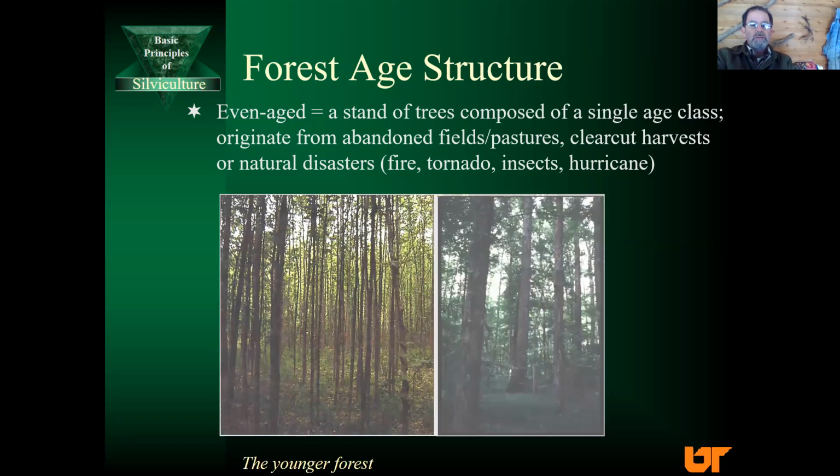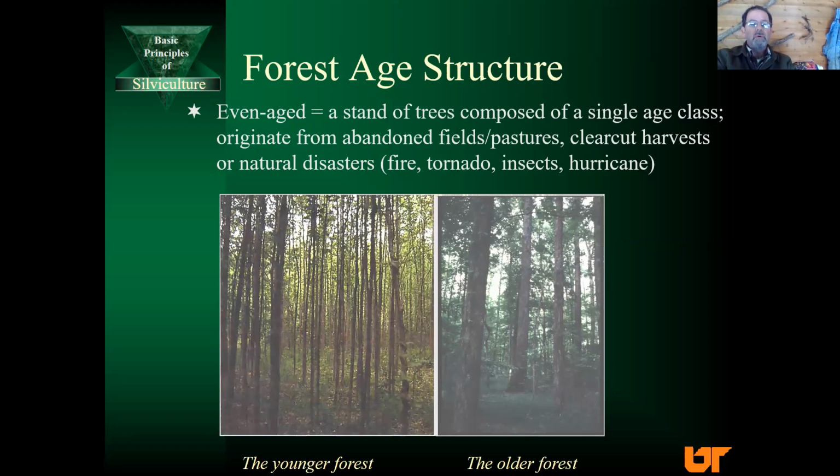But likewise, this is also an even-aged forest. It's just much further advanced. In other words, the trees competed with themselves over a course of 80 to 100 years. And of those original 3,000 saplings per acre, we might only have 50 to 75 of the original trees left, but they are both even-aged forests.